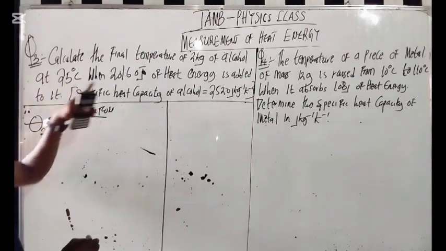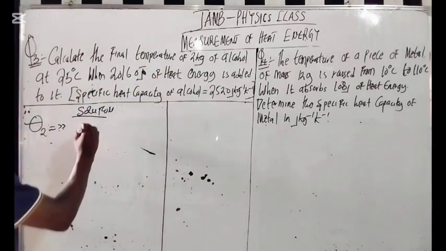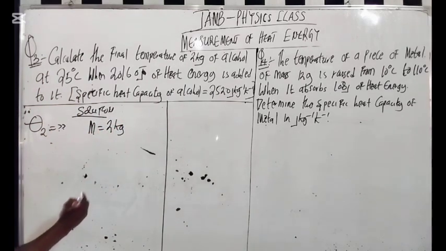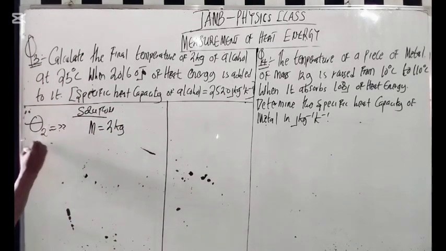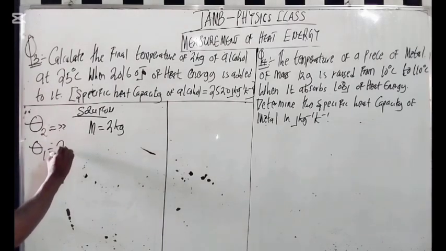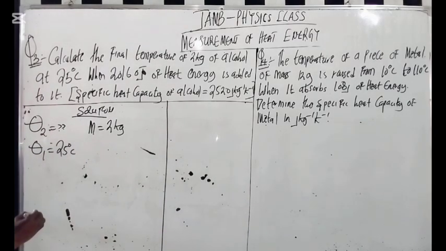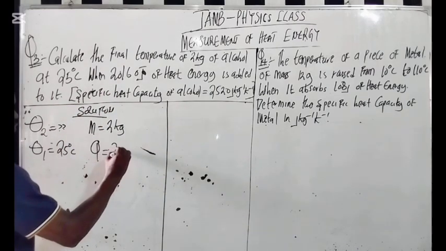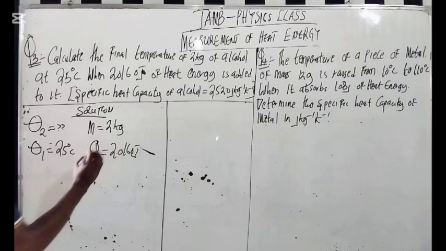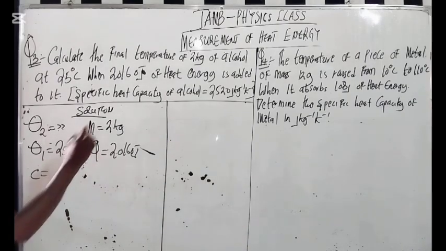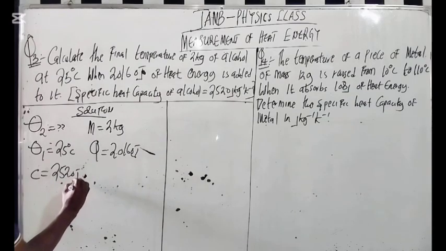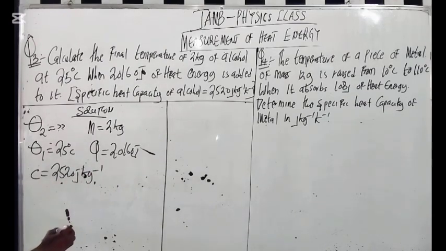The mass, m, is 2 kg. That is my initial temperature, 25 degrees centigrade. My Q, the quantity of heat, is 20160 joules, and my specific heat capacity is 2520 joules per kg per Kelvin.